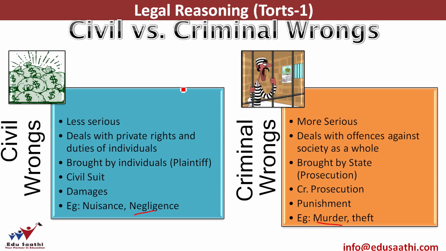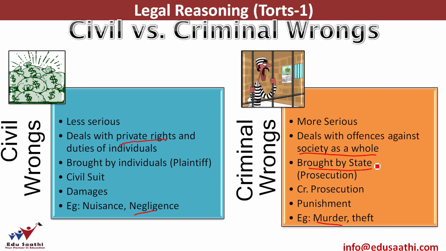Law of torts deals with the private rights and duties of an individual. However, criminal wrongs deal with the offenses against society as a whole, right? So the scope of criminal wrongs is broader and more serious in nature as compared to the civil wrongs. The suit under the civil wrongs is brought by individuals. Like when you have civil cases, in those cases the party's name would be X versus Y. However, in case of criminal wrongs, the suit is brought by state.